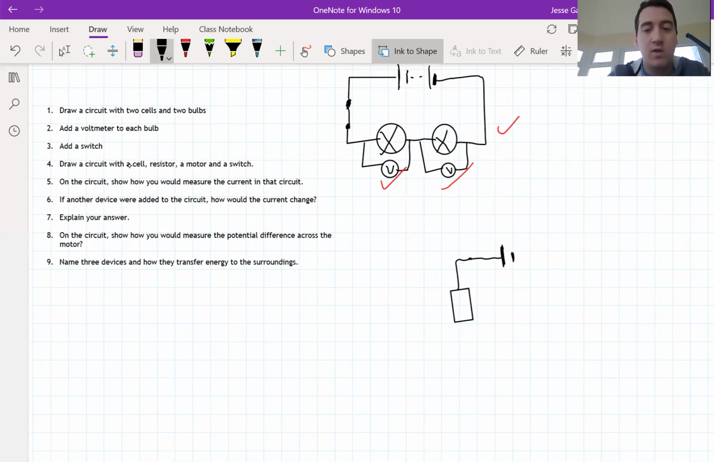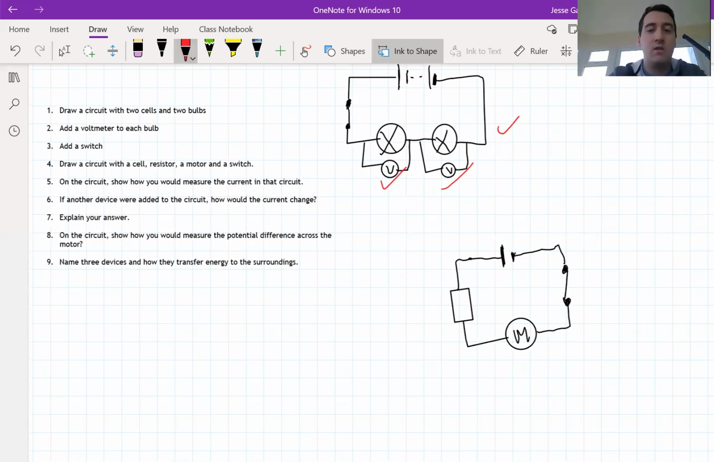It doesn't really matter what order you put them in. A motor. So I've got a motor here. And I've got a switch. So I'll put the switch over here like this. I'm going to draw it closed and connect it up like that. Well done if you got that right.